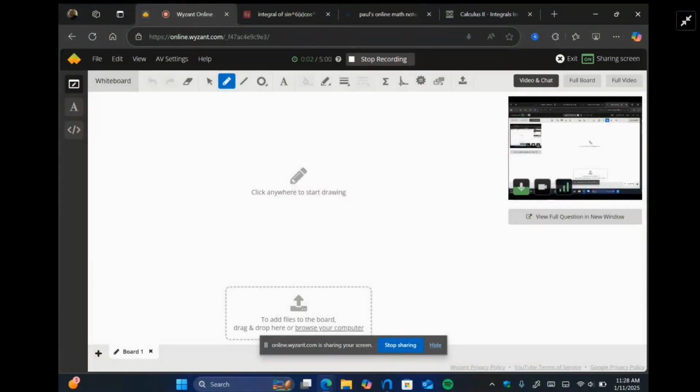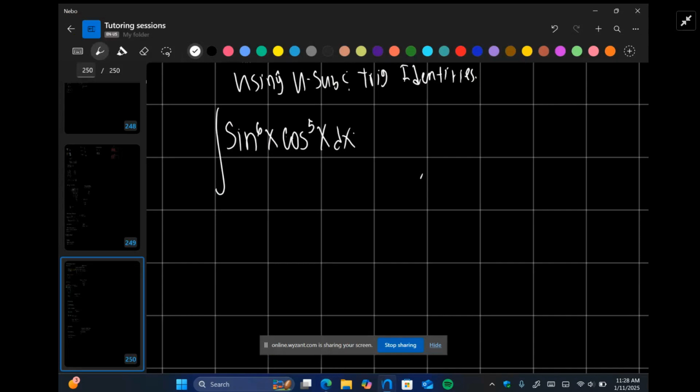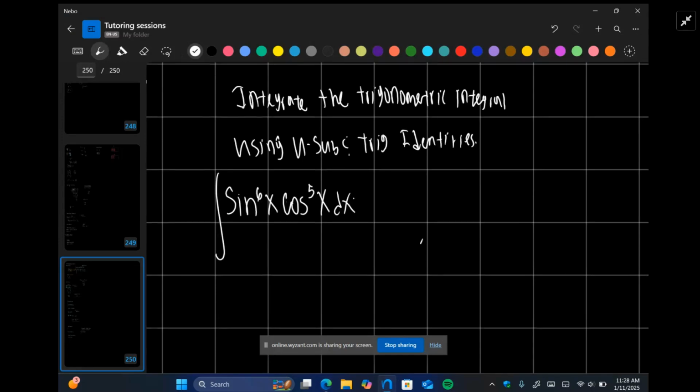All right. So hello. Let's look at this question. We have: integrate the following trigonometric integral using u-sub and trigonometric identities. Most of the time we're going to have to use u-substitution and trig identities to do this. So let's go ahead and get started.